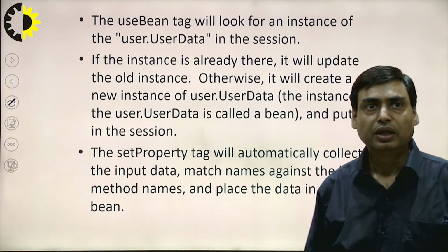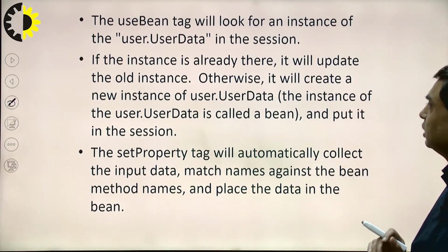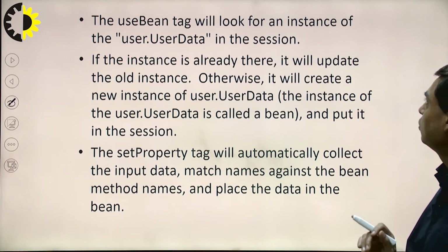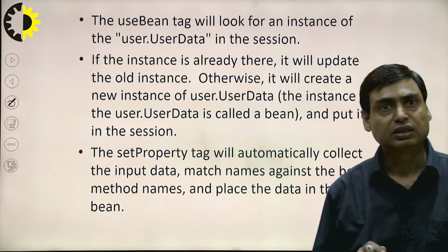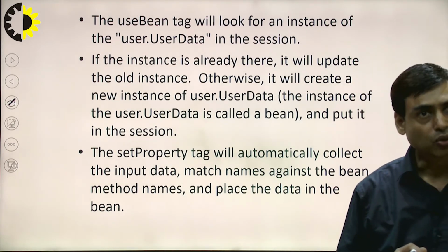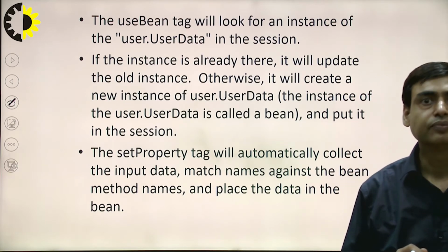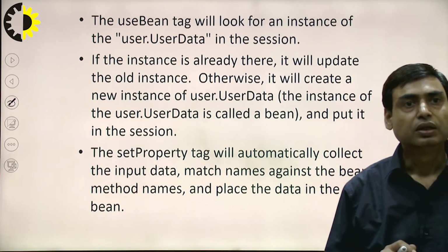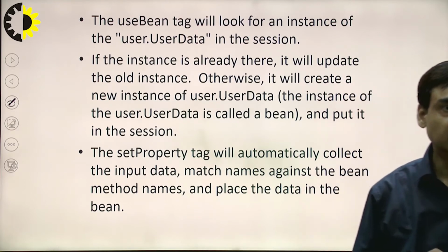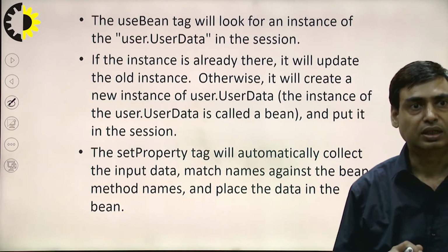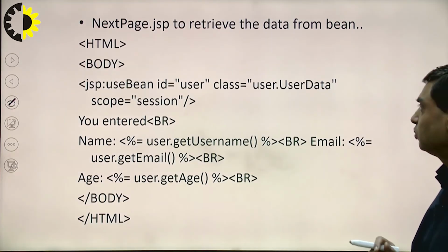In the next page.jsp, this is the same explanation that I discussed here. The useBean tag will look for an instance of user.userData in the session. If the instance is already there, it will update the old instance. Otherwise, it will create a new instance of user.userData and put it in the session. The setProperty tag will automatically collect the input data, match names against the bean method names and paste the data in the bean.